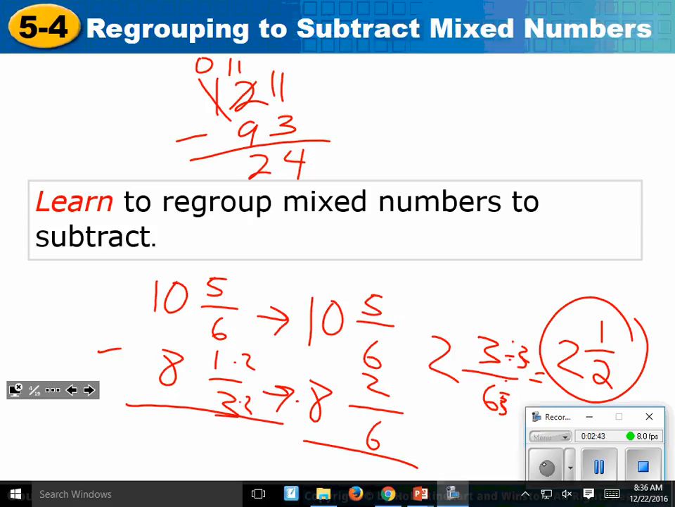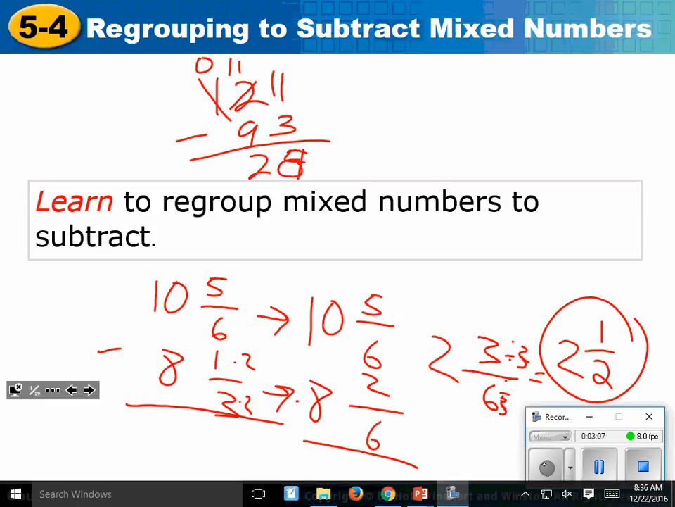You see how you borrow for that? Did I screw something up? Yeah, 11 minus 3 is not 4. I meant 9. No, it's 8. That's funny. But basically my point is that you're borrowing. You're regrouping.